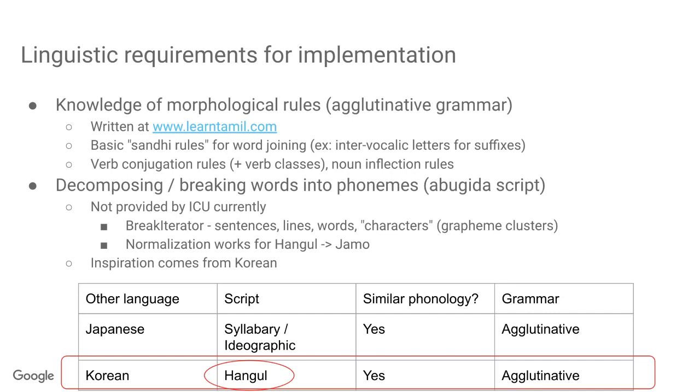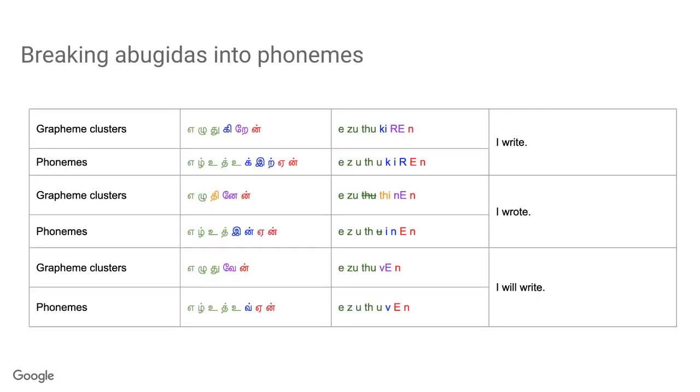Now, for Tamil, the inspiration comes from Korean. Japanese and Korean have similarities with Tamil language in a few ways, but the script for Korean is the salient aspect here. Now, let's take a look at what it means to take abugida scripts and break them into phonemes.